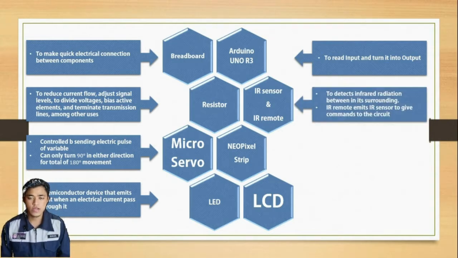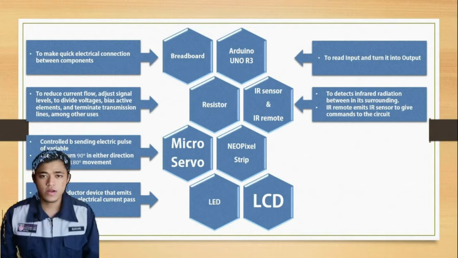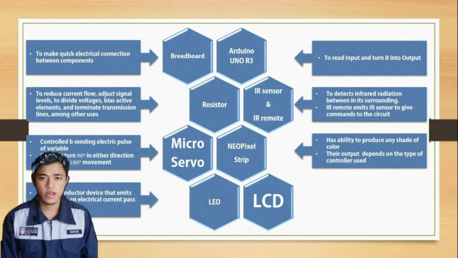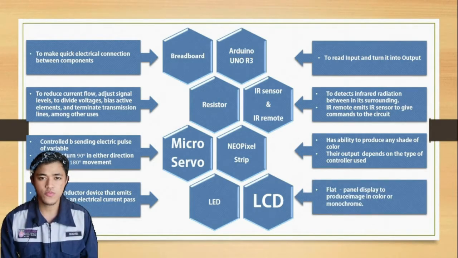The IR sensor is an electronic device that measures and detects infrared radiation in its surrounding environment. Meanwhile, the IR remote emits IR signal pulses to give its command. The NeoPixel strip is a simple, scalable and affordable full color strip of 3 primary colors, red, green and blue. It has the ability to produce any shade of color, created by mixing the 3 primary colors. The output depends on the type of controller used. Lastly is the LCD, a flat panel display that produces images in color or monochrome.